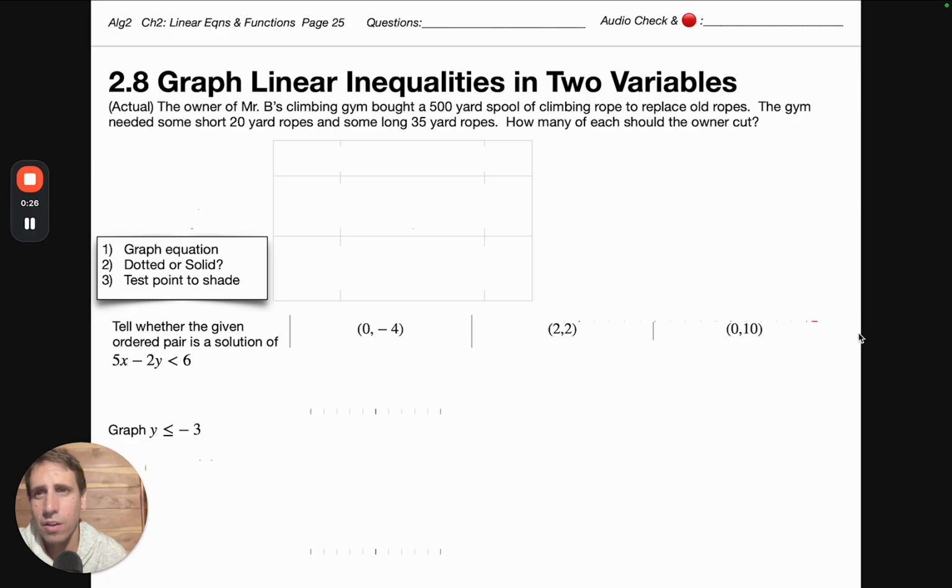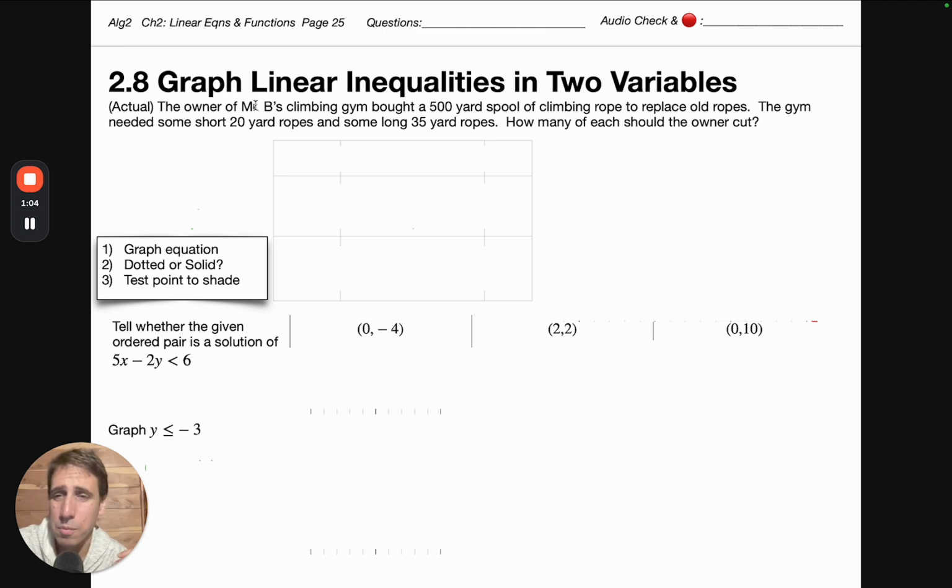Years ago, the owner of the climbing gym knew I was a math teacher, and he said that he bought a 500-yard spool of climbing rope to replace some old ropes. Great, very responsible. The gym needed some short 20-yard ropes and some long 35-yard ropes. And the owner came to me and asked, how many of each should he cut? He knew he had to replace his old ropes, but he didn't know how to do that. He knew he had some short walls that would need 20-yard ropes and other ones that would need 35-yard ropes.